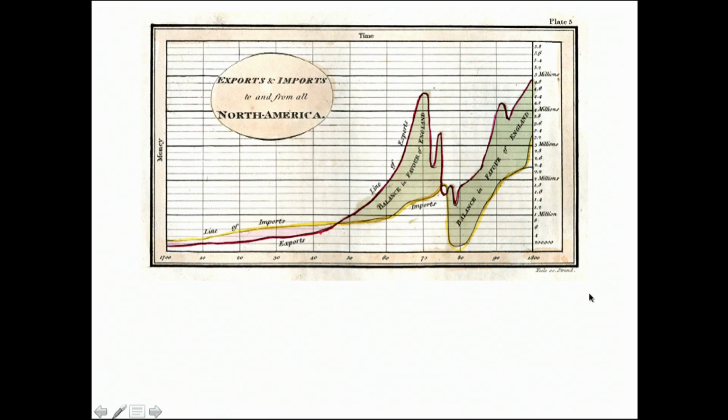And on the y-axis, they're showing the amount of money or value that was transferred either from England to North America, that's the line of exports that we see here in red, or value imported from North America to England. That's the line of imports here in yellow. And so in the early part of the 1700s, we see that the balance of trade is really in favor of North America. And this pink region shows just how much more is being imported from North America than exported. In the last half of the century, we see that the balance of trade is strongly in favor of England. And these greenish regions represent how strong the balance has shifted.